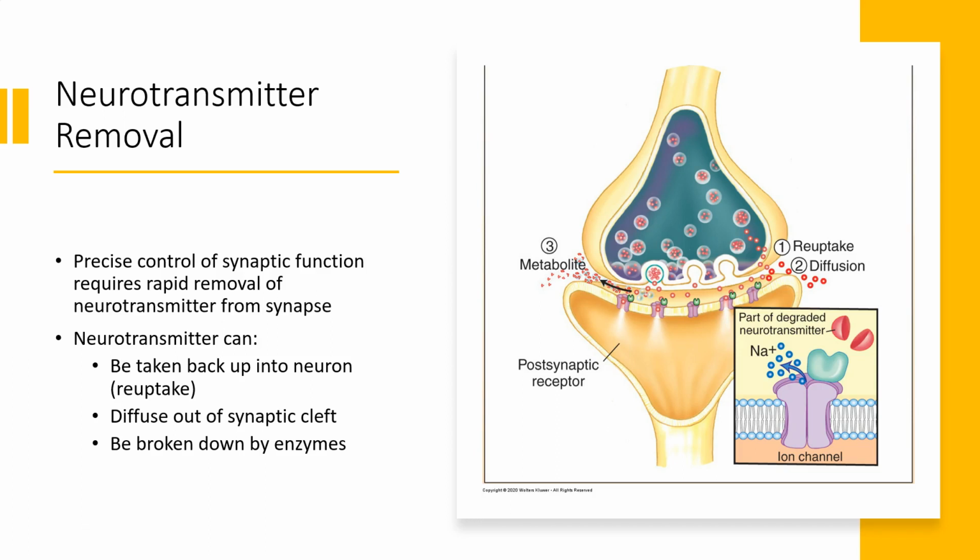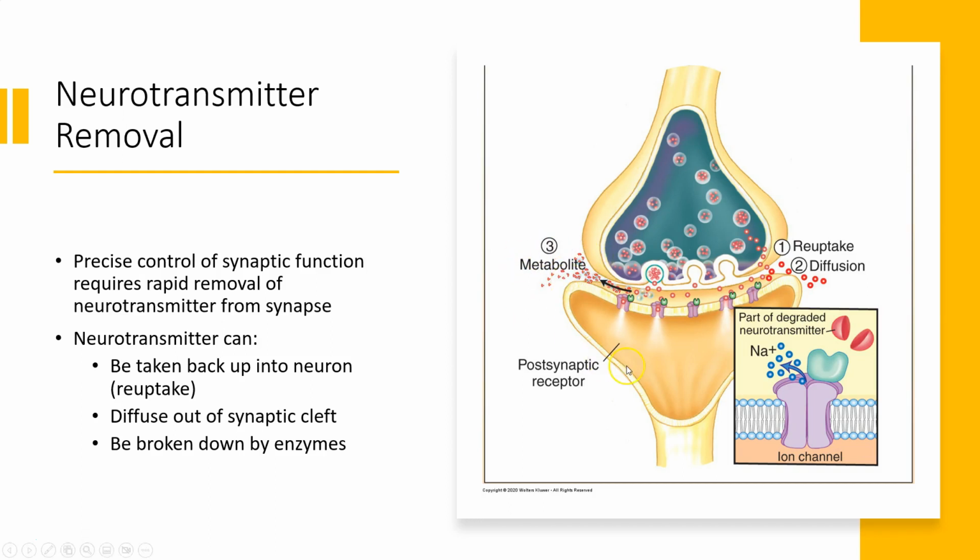To remove the neurotransmitter from the synapse, there's three things that can happen. One, we can have reuptake. This is where the neurotransmitter is taken back up into that presynaptic neuron. The second, it could just diffuse out of the synaptic cleft and no longer be available in that space to bind to the receptor. Or three, it could be broken down by enzymes that will target that neurotransmitter.